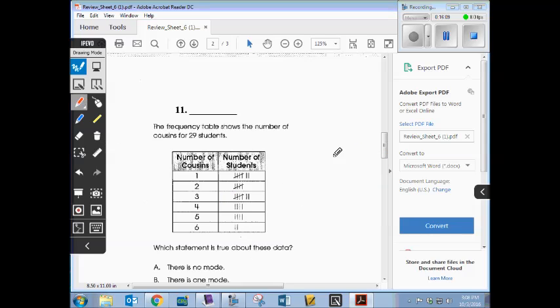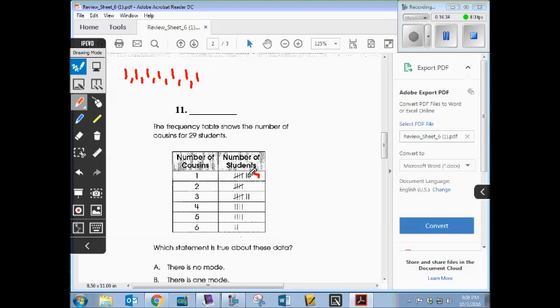Okay, this question right here, I want everybody to understand this. This frequency table is showing the number of cousins for 29 students, and basically, imagine if I stood in front of the class and took a poll and said, how many of you have one cousin? And I had 7 people raise their hand. So I'm going to put 7 ones.